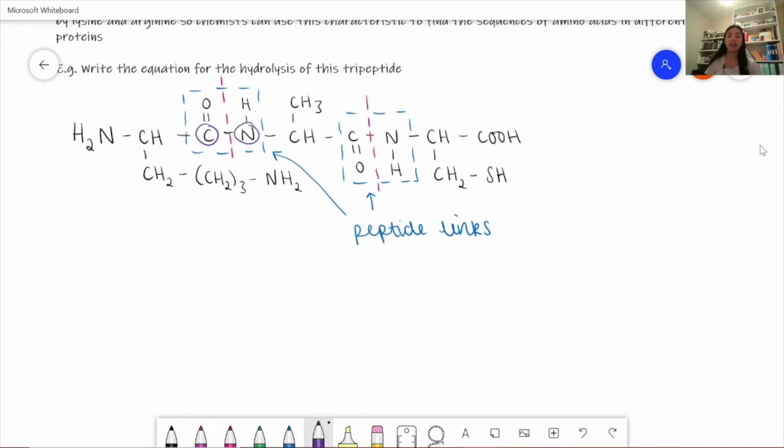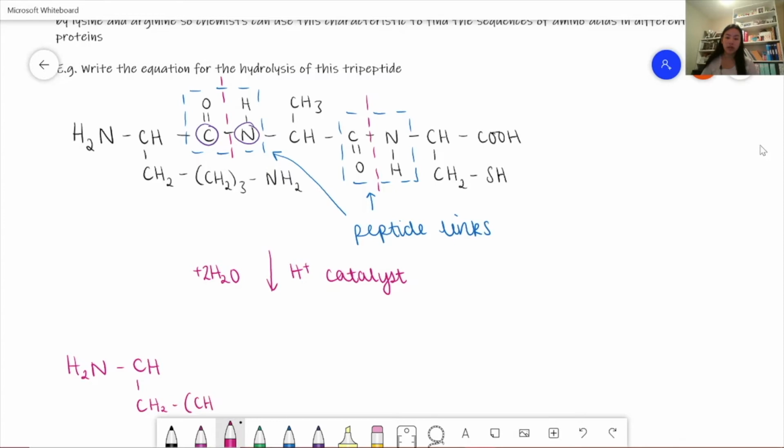And for the nitrogen here, we need to add a hydrogen, and then it's the same for the other peptide link. So what we get is we have H2N. So this is adding water and also with a H+ catalyst. So we get H2N, and we also need 2 waters actually because we're breaking 2 peptide links. And so we get H2N and then CH, CH2, CH2, 3, and then NH2. And then we have the C double bond O, OH.